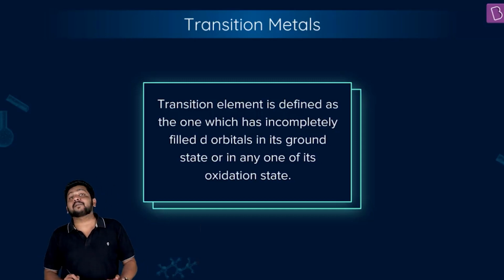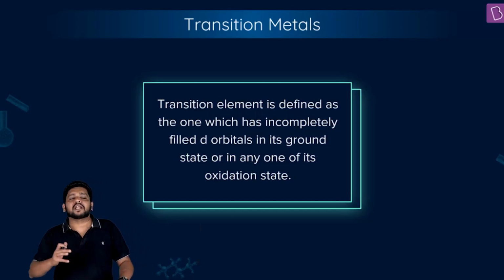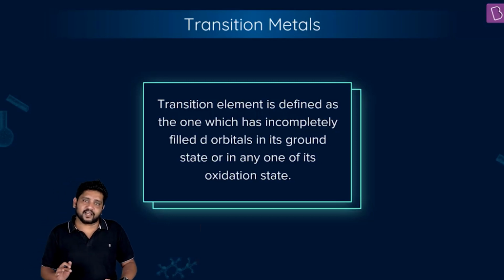The one which has incompletely filled d orbitals in its ground state or in one of its oxidation states, right? So yeah, it should have incomplete d orbitals. There should be like 1 electron, 2 electrons, something like this, either in its atomic form or in one of its stable oxidation states. If this is seen, then we say that okay, it is a transition metal.